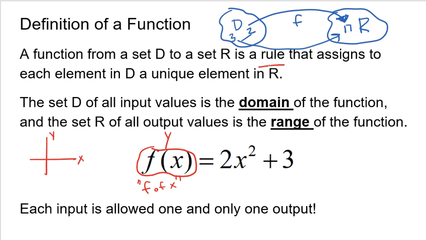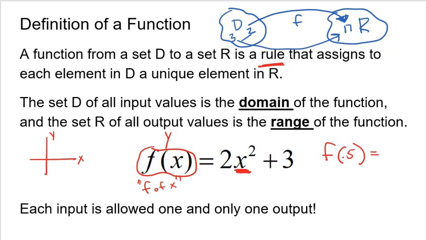Remember, it said that it's a rule, right? Functions are a rule. So this particular function has a very simple rule. You take any number you want. You have to follow the rule. The first rule is square it. Then multiply it by 2. Then add 3. So if I were to ask you to evaluate f of 5.